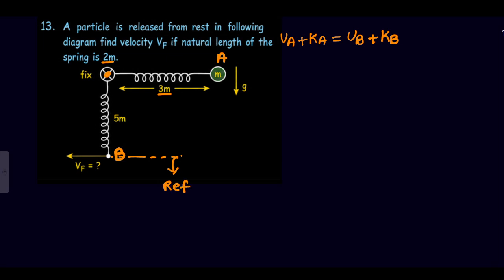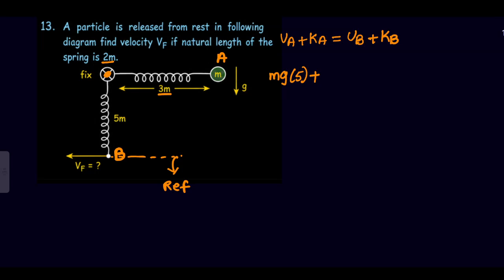So UA. Initially the body is at this height. How much is the height H? 5 meters. So the potential energy is positive, mg into 5. Plus, what are the other potential energies? The spring also has potential energy, which is half kx square.